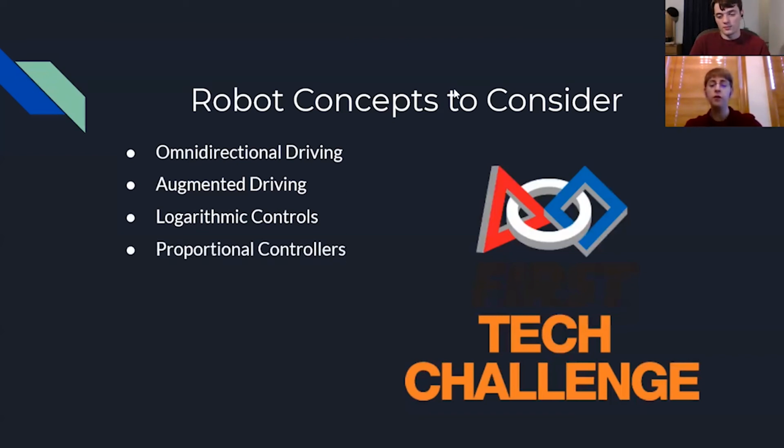The fourth concept is proportional controllers, and these sound more complicated than they are. Basically, if there's a target value that you want to approach for a hardware device, like a motor, like you want a motor to rotate to 10,000 encoder ticks or whatever, a proportional controller will change the rotational speed of the motor as you approach that value, and it'll slow it down so that you hit right on 10,000 encoder ticks instead of overshooting or undershooting.